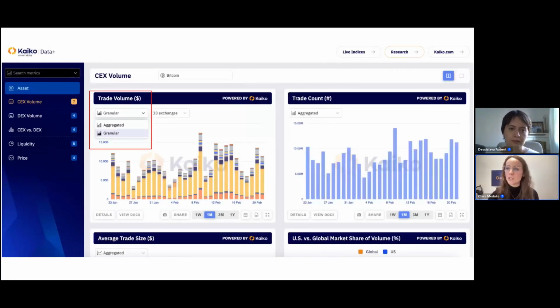And finally, I think the coolest feature that we have for Data Plus is that you can toggle between granular and aggregated. Granular gives you a high-level view of the data, whereas aggregated lets you dive deep into the individual exchanges that are used.